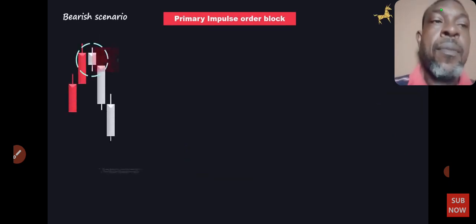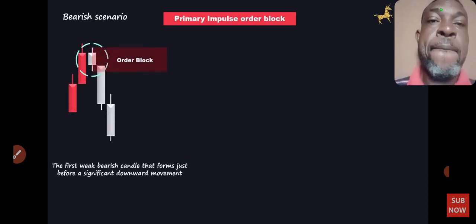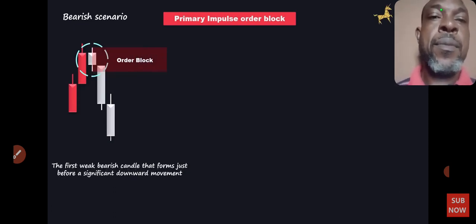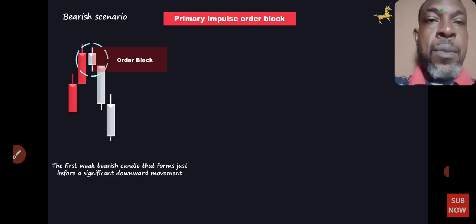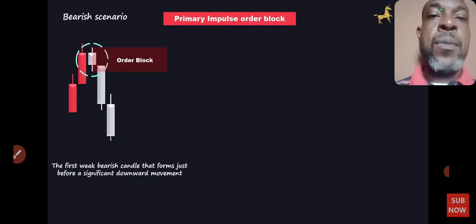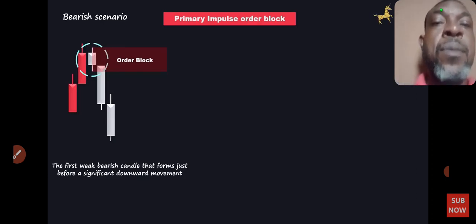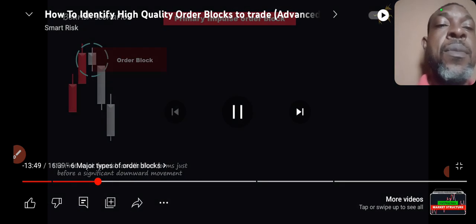The second type of order block is known as the primary impulse order block. This type of order block occurs when the price fails to initiate a strong or significant movement after changing its primary direction. In the bearish scenario, the primary impulse order block is identified as the first weak bearish candle that forms just before a significant downward movement. It represents a point where the market exhibited a lack of momentum in continuing its previous bullish trend.